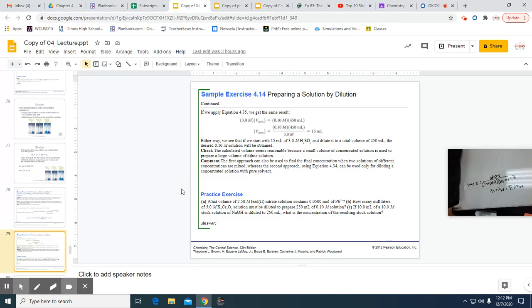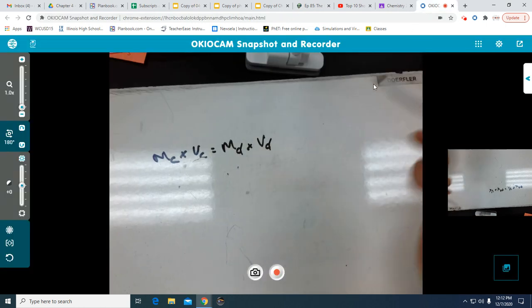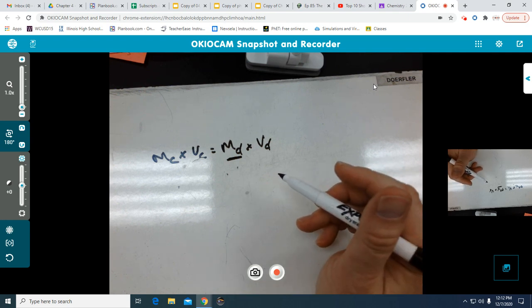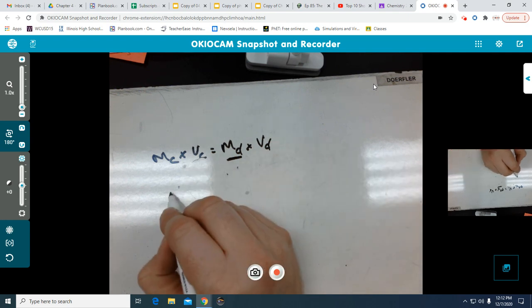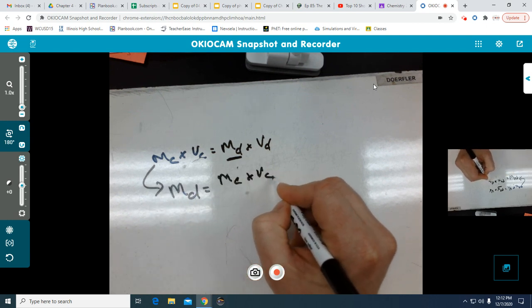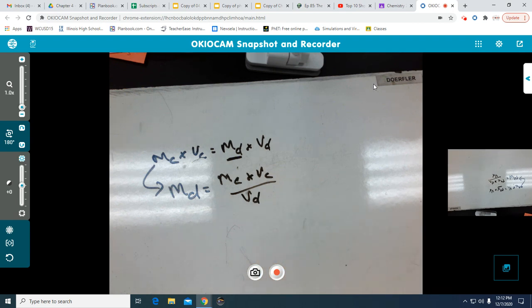And lastly, if 10 milliliters of a 10 molar stock solution of sodium hydroxide is diluted to 250, what is the concentration of the diluted solution? Okay, so again, we're using the formula for dilution, but we're going to be solving this time for MD. Okay, so we're going to have MD equal to MC times VC over VD.